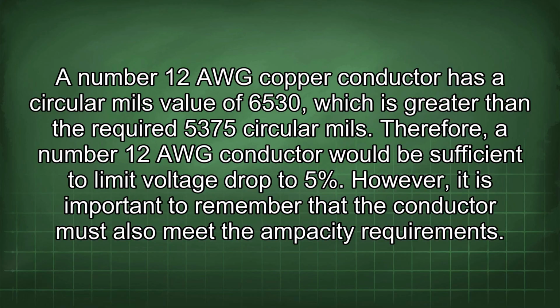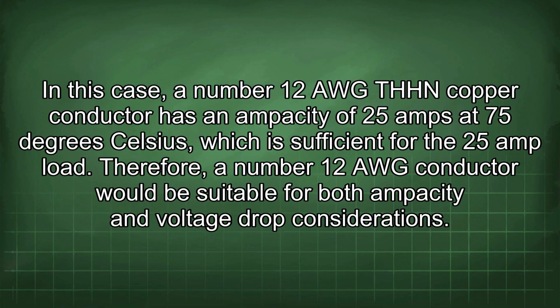However, it is important to remember that the conductor must also meet the ampacity requirement. In this case, a number 12 AWG THHN copper conductor has an ampacity of 25 amps at 75 degrees Celsius, which is sufficient for the 25 amp load. Therefore, a number 12 AWG conductor would be suitable for both ampacity and voltage drop considerations.